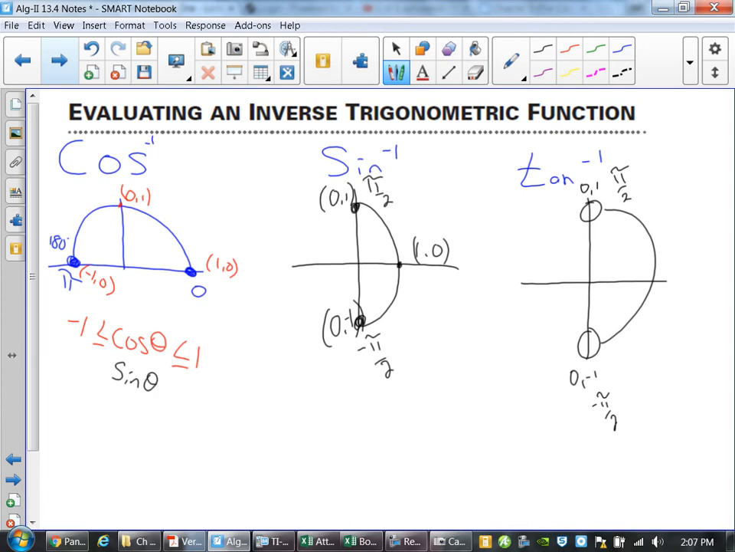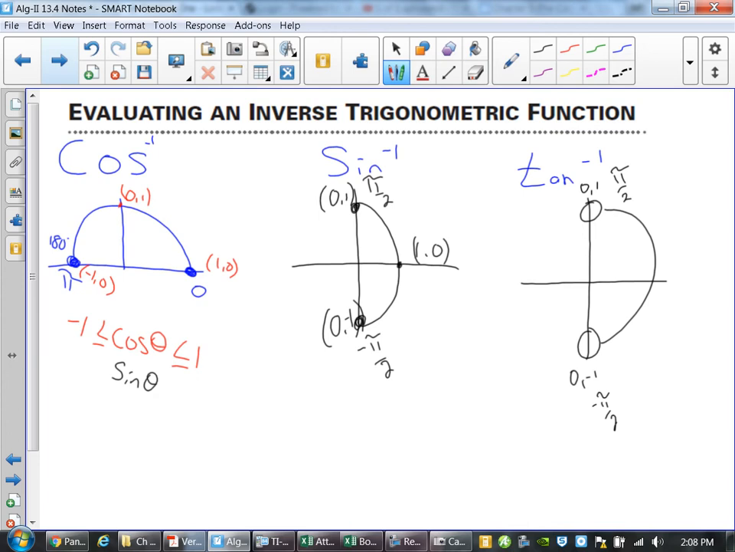Think about your unit circle. In order for tangent to be equal to 1, that means your opposite and your adjacent are the same value. What triangle has opposites and adjacents that are the same value? 45. So at 45 degrees, pi over 4, tangent is 1. At negative 45 degrees, tangent is negative 1. So tangent, as we were saying a second ago, can be greater than 1 or less than negative 1.